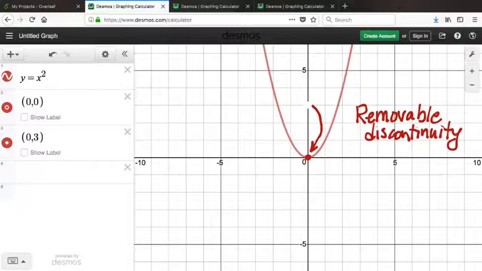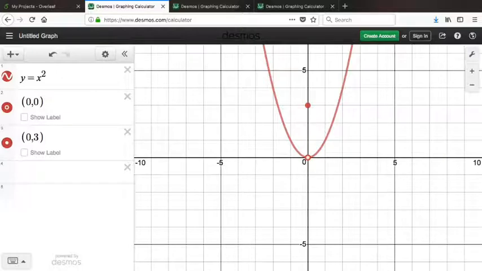So removable discontinuities, in a sense, are the easiest ones to repair. If we had liberty to change the function, we would only have to change it at a single point. We would only have to change that value at a single point to make it continuous again. So that's an example of what we often call a removable discontinuity. That's our f of x.